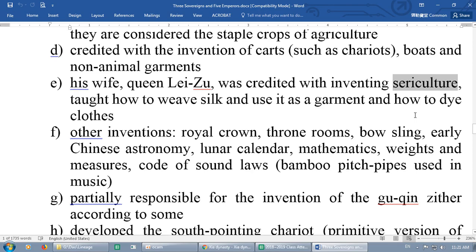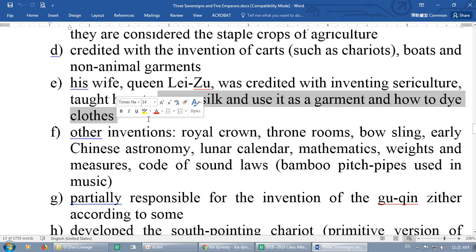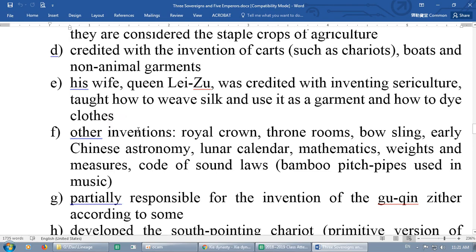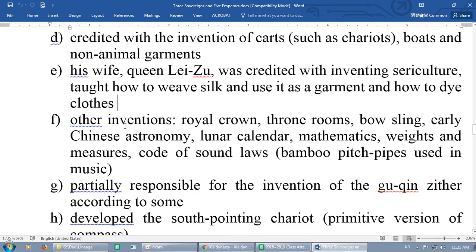Okay, it's called sericulture. Anybody know that? I didn't know that. Okay, anyway. Also he taught people how to weave silk and use it as a garment and how to dye clothes. My God, they knew how to make dyes. Okay, so it's pretty sophisticated. It's no longer one color, it's many colors. So supposedly he did that.